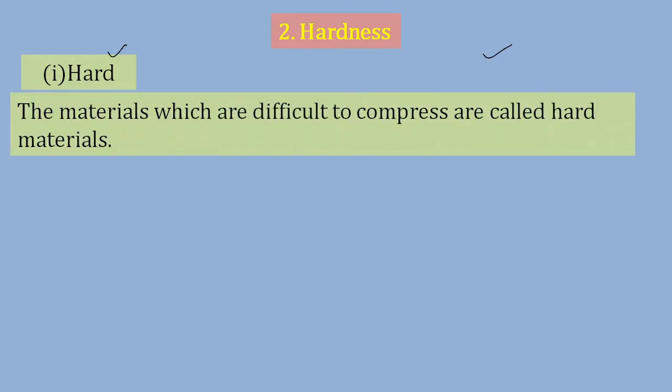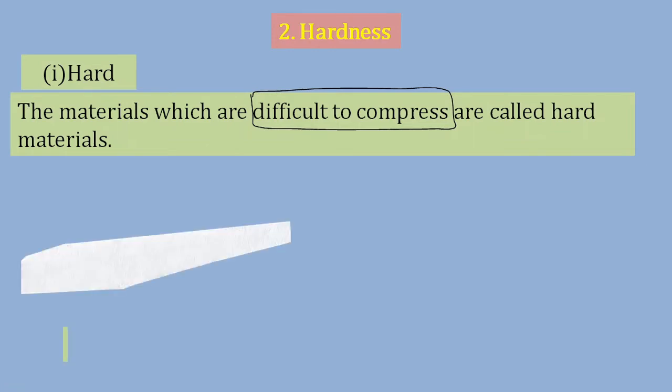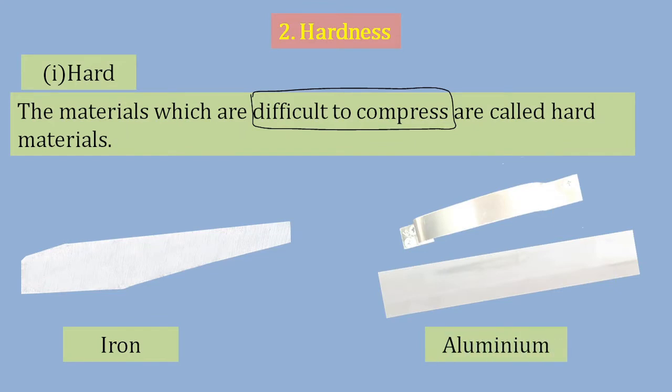Hard materials are those materials which are difficult to compress, or if we try to compress them, their shape and size will not change so much. Examples are iron and aluminium. If we try to compress a piece of iron with our hand, will its shape or size change? No. Same is for aluminium. If we try to compress the piece of aluminium with our hand, its shape and size will not change. So these are hard materials.